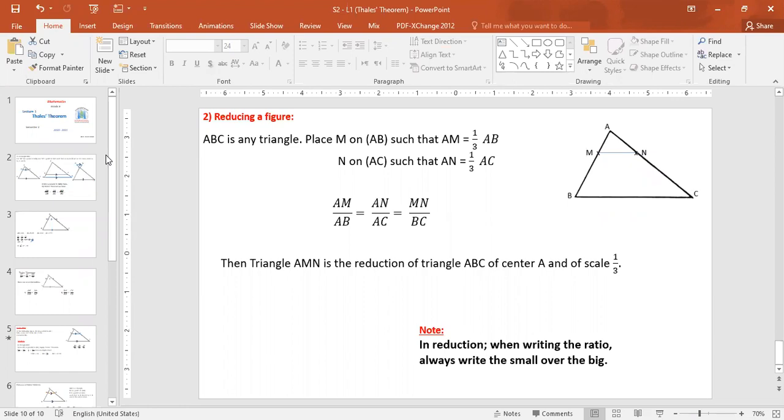Okay, I'm done with this lesson. If you have any question, you can ask me now. Do you have any question, guys? Any question about Thales theorem till now? No, not really.